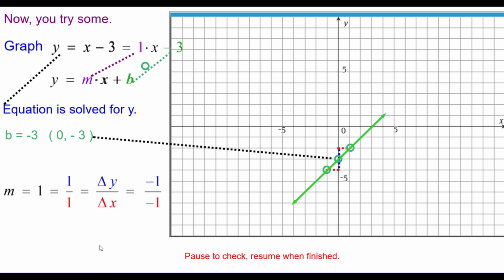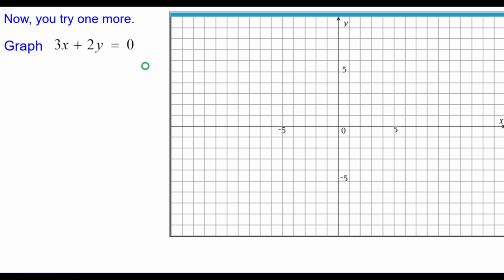Please press pause to check. Resume when you're finished. One more. Graph 3x plus 2y equals 0. Press pause. Resume when you're finished.